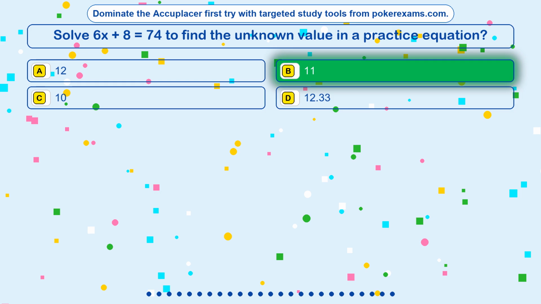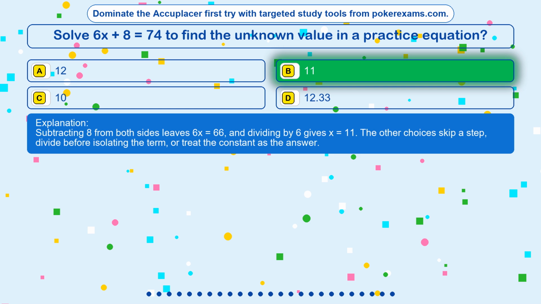The correct answer is option B, 11. Subtracting 8 from both sides leaves 6x equals 66, and dividing by 6 gives x equals 11. The other choices skip a step, divide before isolating the term, or treat the constant as the answer.